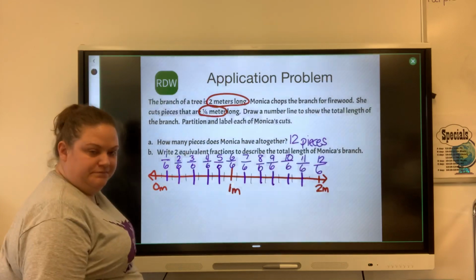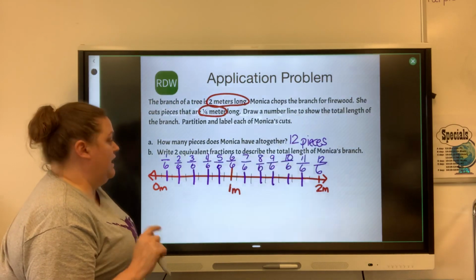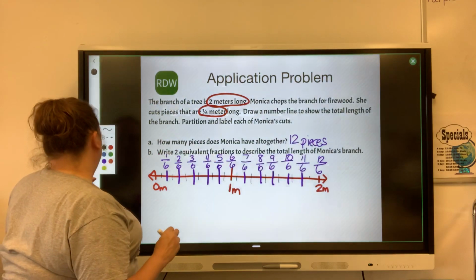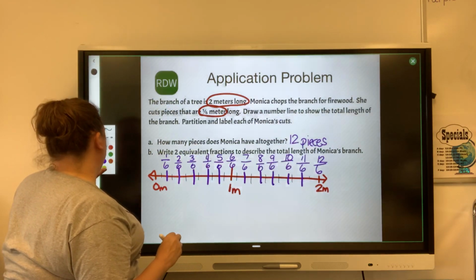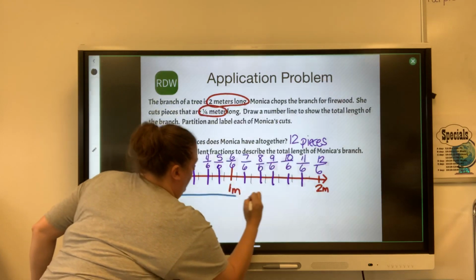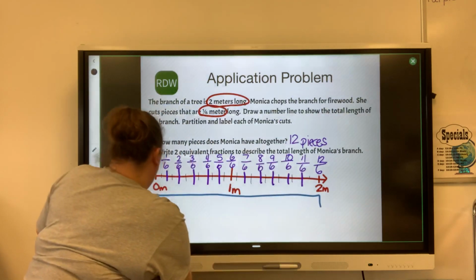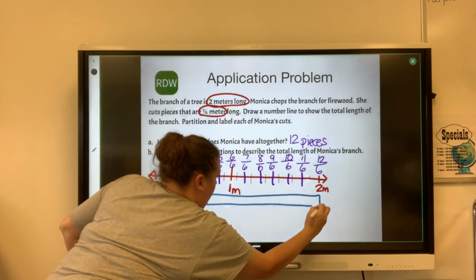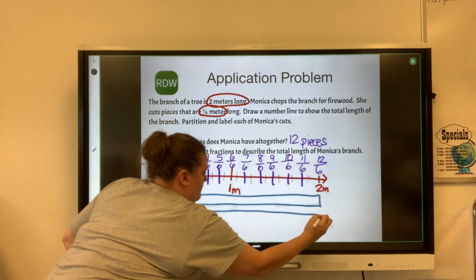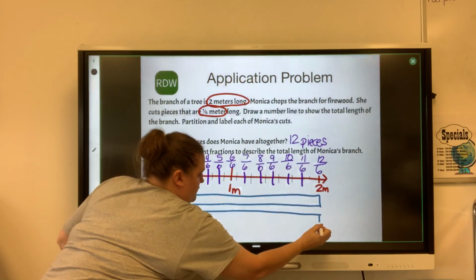So, I need to do 2 more equivalent fractions. So I'm actually going to draw a tape diagram. That's the same length. I'm going to do it in blue this time so you can see it. Same length as the branch. So I'm going to have to do 2 equivalent fractions. I'm going to do them separately so that you can see them.